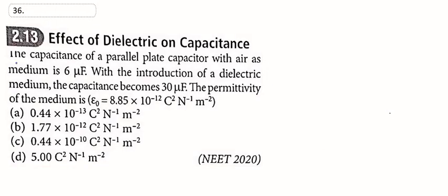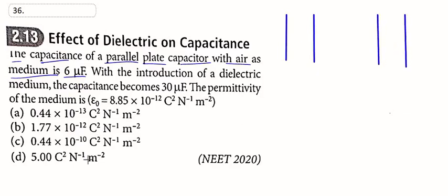So next question, question number 36. The capacitance of a parallel plate capacitor with air medium is 6 microfarad. This is called the capacitance of a parallel plate capacitor, and the first one has an air medium.